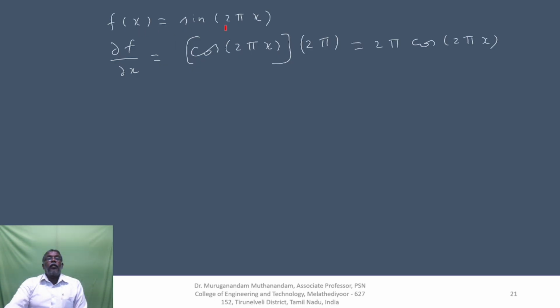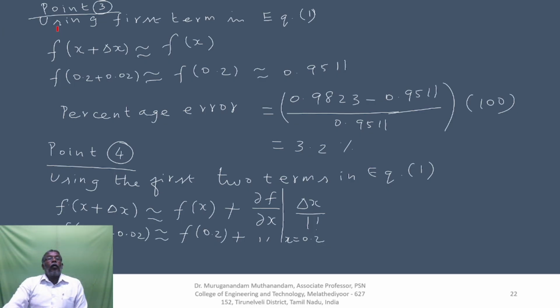So f of x is given as sine 2 pi x. If you differentiate f of x, what we obtain is partial f upon partial x. If you differentiate the sine function, you obtain the cosine function, cosine of 2 pi x. Again you differentiate the factor within the parenthesis, 2 pi x. If you differentiate 2 pi x, you obtain 2 pi. Hence the result of partial f upon partial x is equal to 2 pi cos 2 pi x.